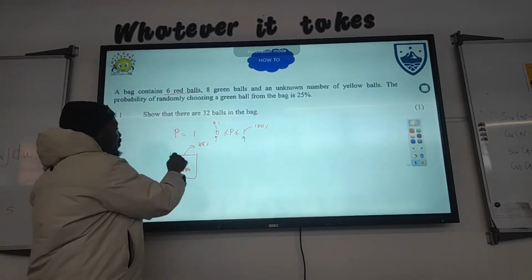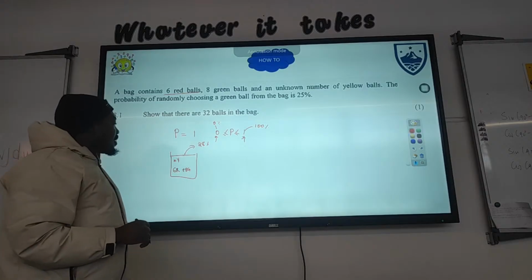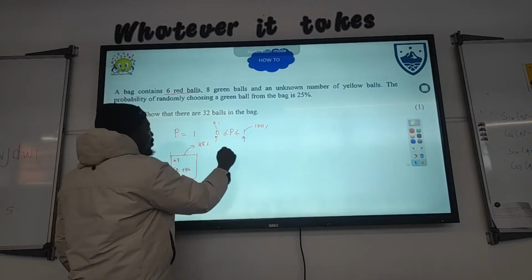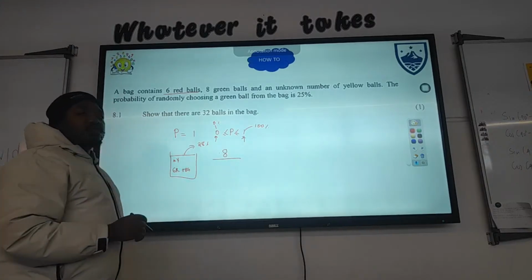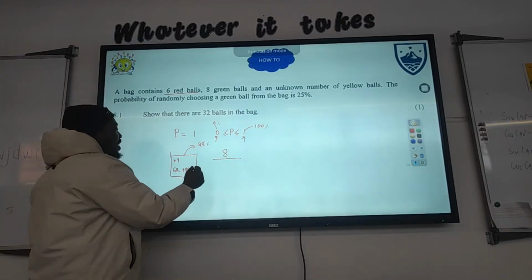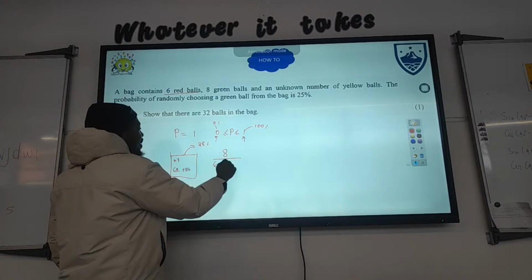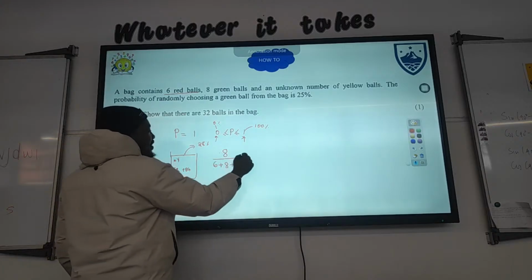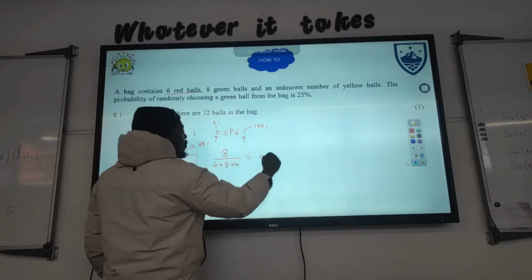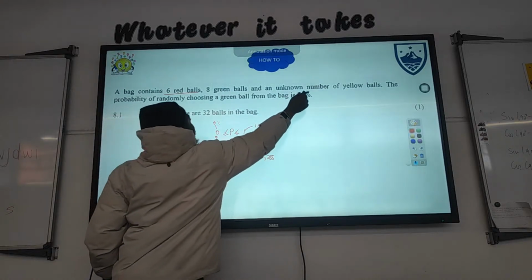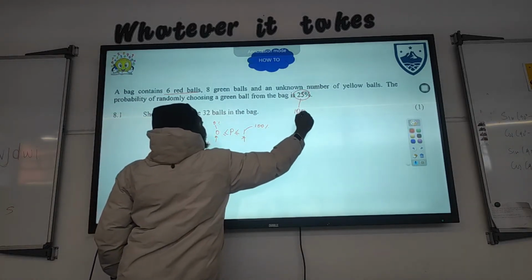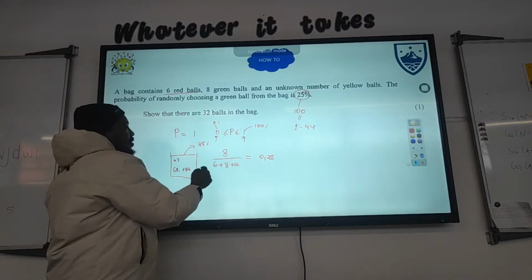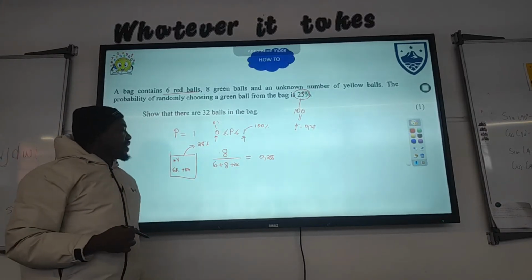The probability is 25%. So if we were to find the probability of getting a green ball, how many green balls do we have? We have 8 green balls. And in total, how many balls do we have inside the bag? We have 6 plus 8 that we know, plus X yellow balls. So when we divide this, they need to give us 0.25, because 25 divided by 100 will give us a probability of 0.25. So we need to get 0.25 from 8 divided by the number of balls.